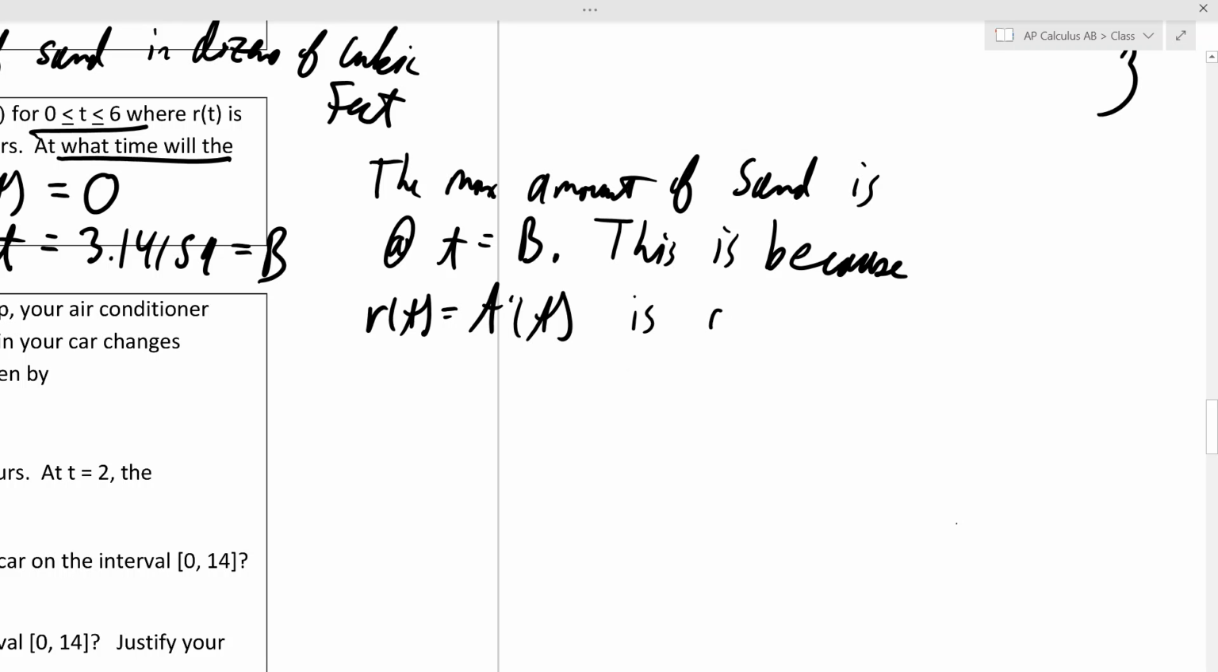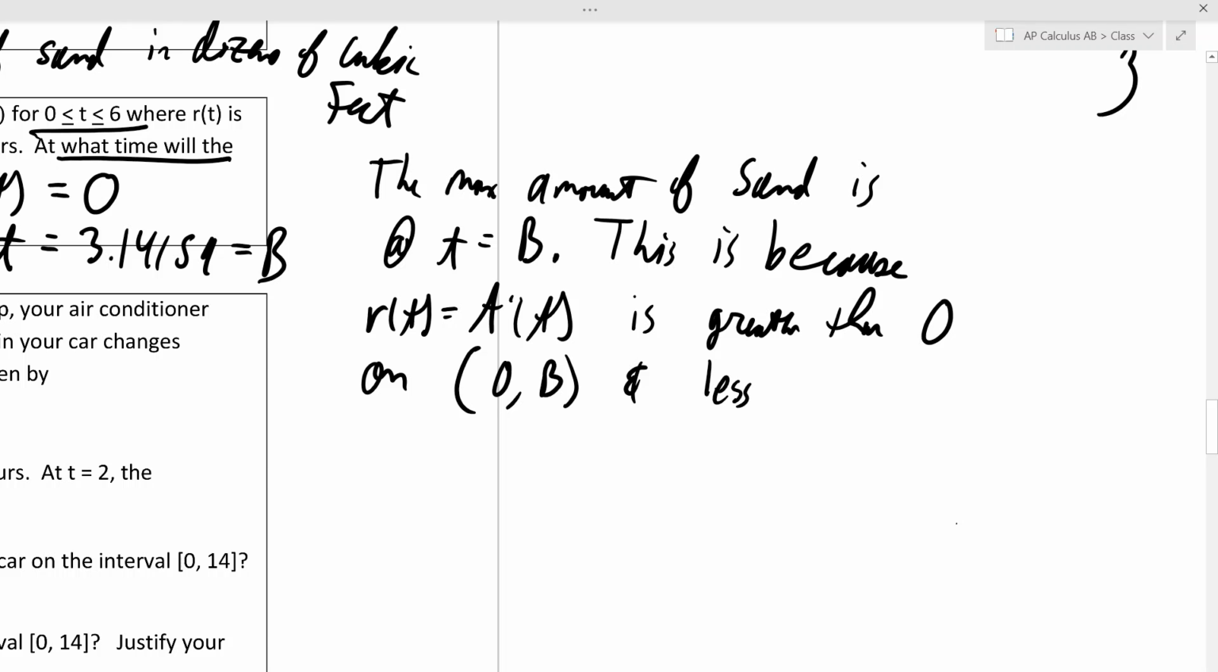is greater than 0 on the interval 0 to B and less than 0 on B to 6. Okay, you don't need to explain any further. Everybody who understands derivatives knows what that means, but if you felt like it, you could write this means.